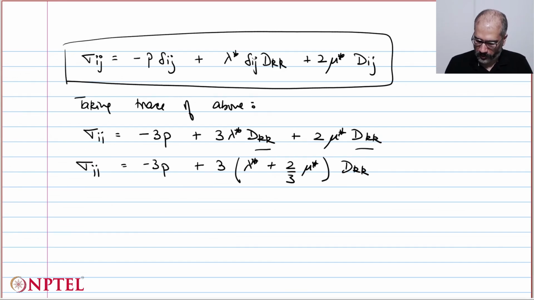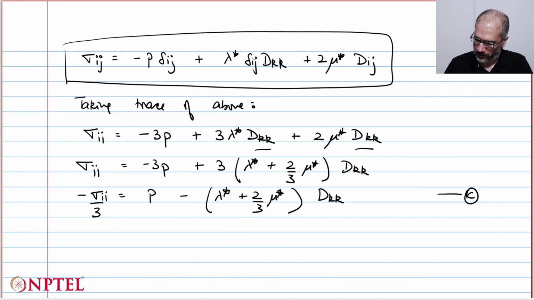Now what we'll do is we will write the expression for minus 1/3 of sigma_ii. So basically I divide both sides by 3 and multiply by a minus 1. So this becomes p, that is the thermodynamic pressure, minus lambda star plus 2/3 mu star times d_kk. So let's call this C.